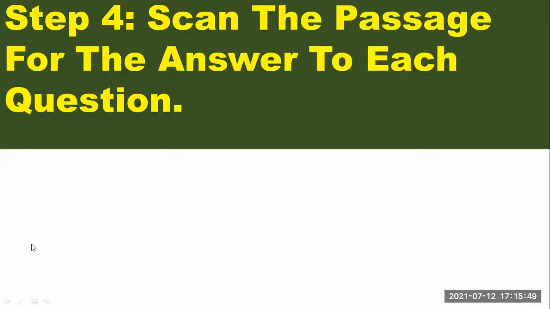Now step number 4, scan the passage for the answer to each question. You see, I have shown you when you go back to the question, you pick the questions one by one. For example, you pick question A, and then you take note of the keyword or the key expression you are going to look for in the passage. And with that in mind, you begin to scan the passage. To scan means to browse through the passage looking for a specific piece of information.